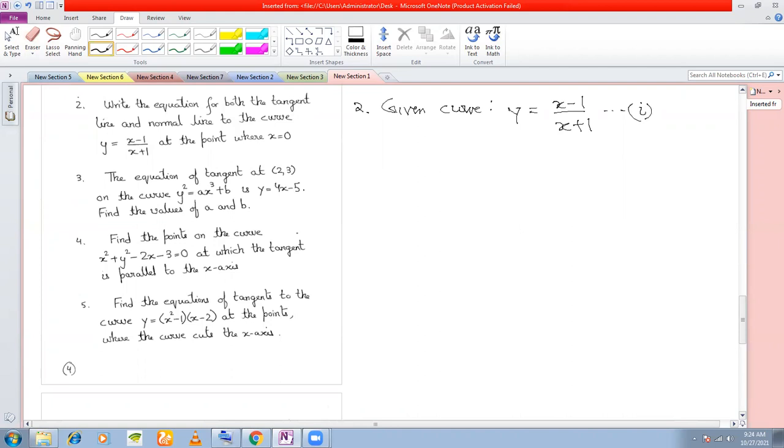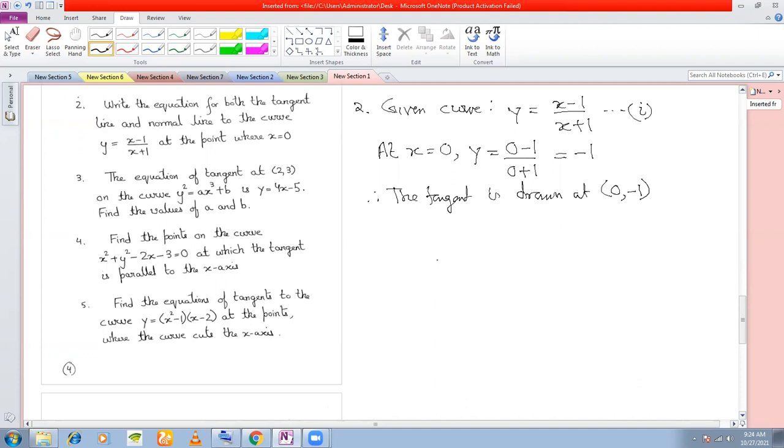Now, what is the given point here? Only the x coordinate of the given point is given, so we need to find the y coordinate. At x equals 0, what is the value of the y coordinate? Minus 1. So therefore, the tangent is drawn at what point? (0, minus 1). This is the point at which the tangent is drawn.